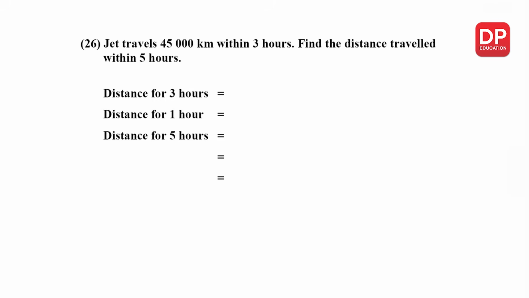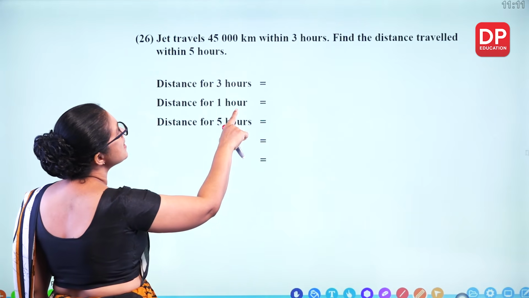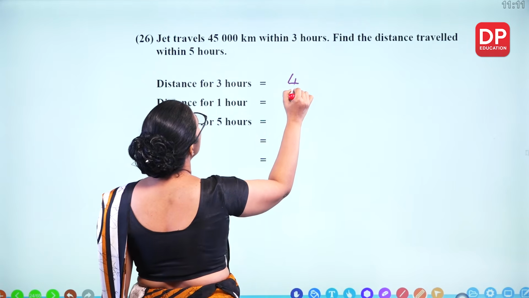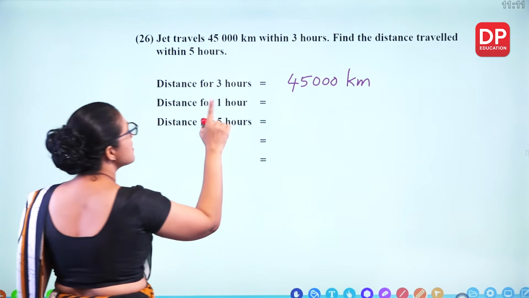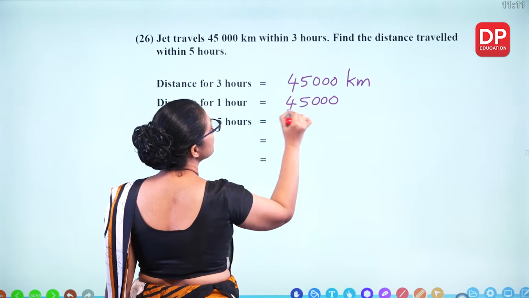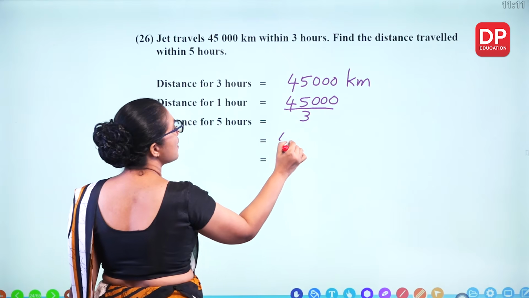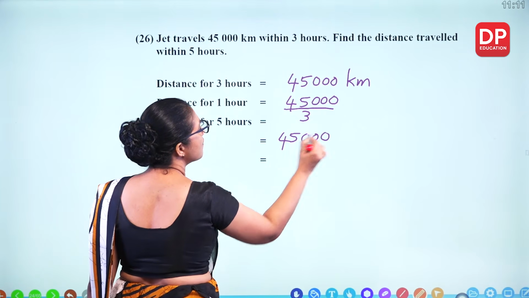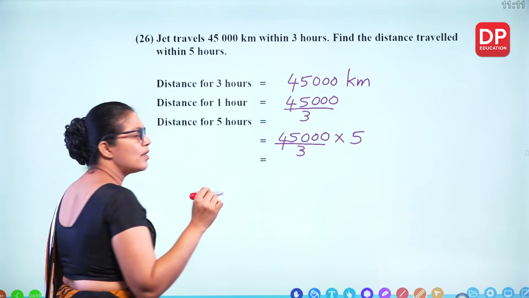Jet travels 45,000 kilometers within 3 hours. Find the distance traveled within 5 hours. So distance within 3 hours is 45,000 kilometers. So what's distance for 1 hour? You divide by 3. So what about 5 hours? You multiply this by 5. You don't need to simplify here. Just multiply by 5 and now try to simplify.